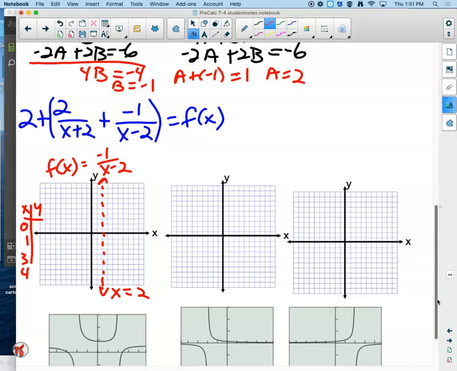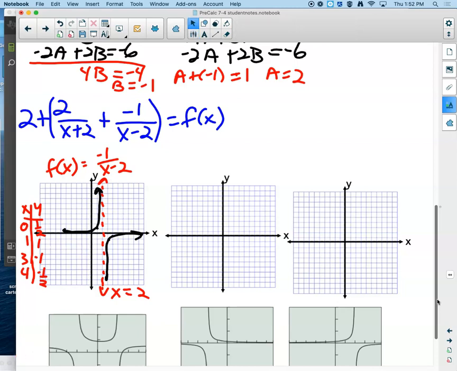If you put 0 in, it's going to be negative 1 over negative 2, which is 1 half. If you put a 1 in, you'll have negative 1 over negative 1, which is 1. And then we put a 3 in, and 3 minus 2 is 1, so negative 1 divided by 1 is negative 1. We put a 4 in, and 4 minus 2 is 2, so we'll get a negative 1 half. It's nice and symmetric. That's why I'm not spending a whole lot of time talking you through those steps. 0, 1 half, 1, 1, 3, negative 1, and 4, negative 1 half. And there it is. So that is one part of the decomposition that we did.